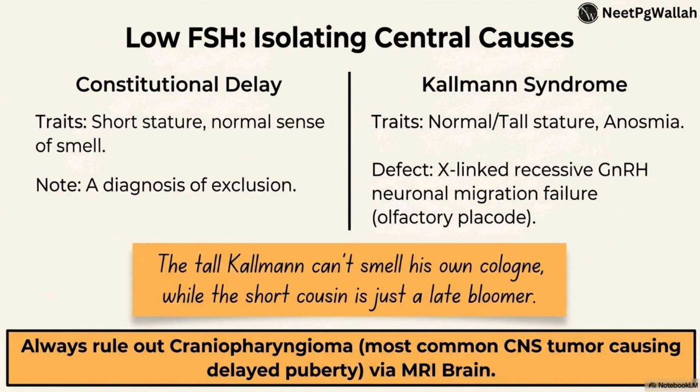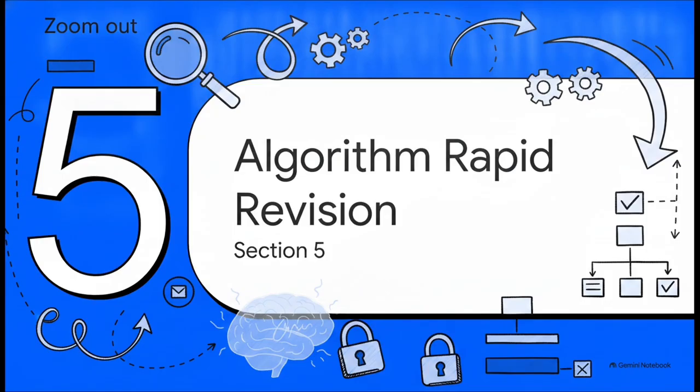The tall Kallmann man can't smell his own cologne, while the short cousin is just a late bloomer. Constitutional delay is a diagnosis of exclusion. They're the late bloomer. Kallmann patients, however, have a neuronal migration failure that takes out their olfactory placode, so they end up with anosmia, meaning they literally can't smell anything. Oh, and a really quick clinical pearl for you. Always rule out a craniopharyngioma with a brain MRI, because it is the most common central nervous system tumor causing delayed puberty.